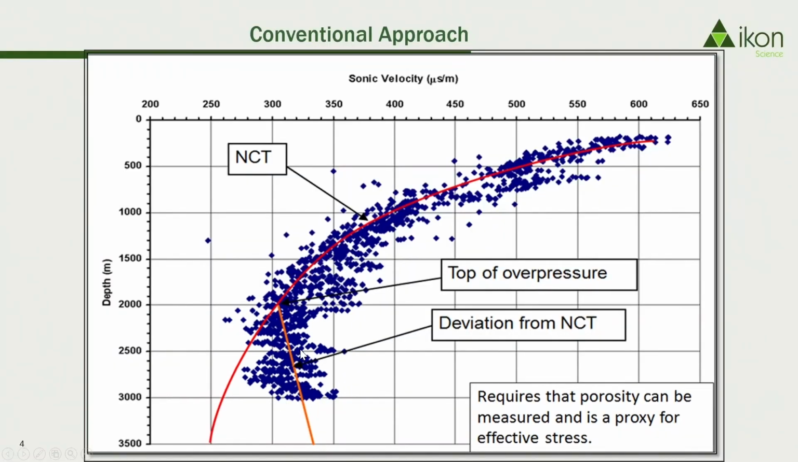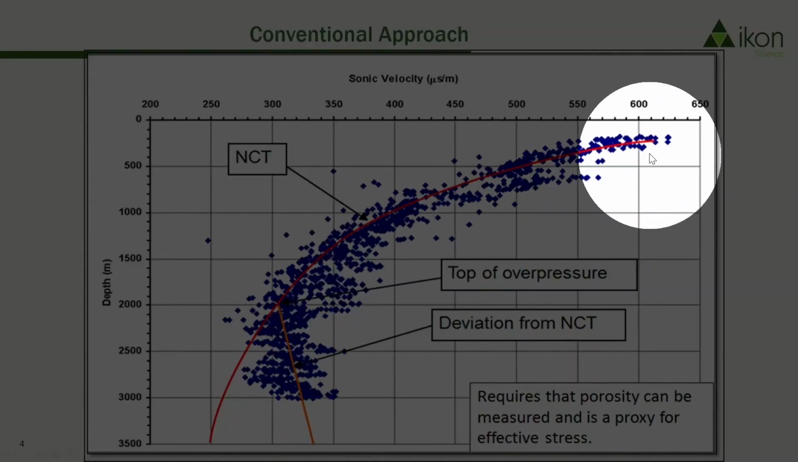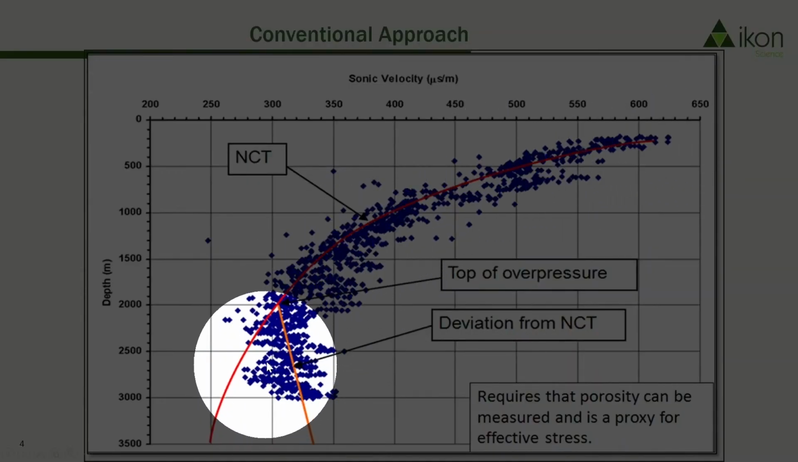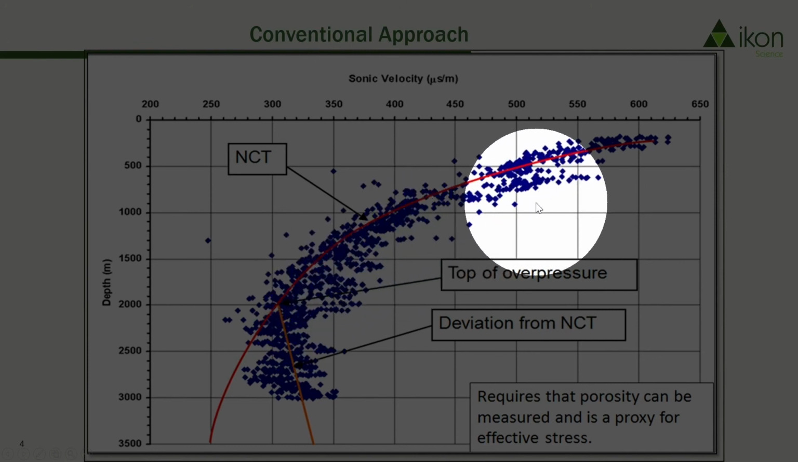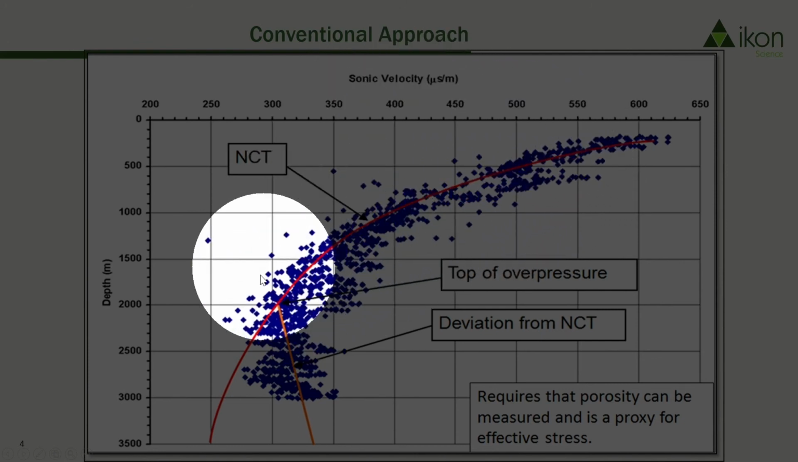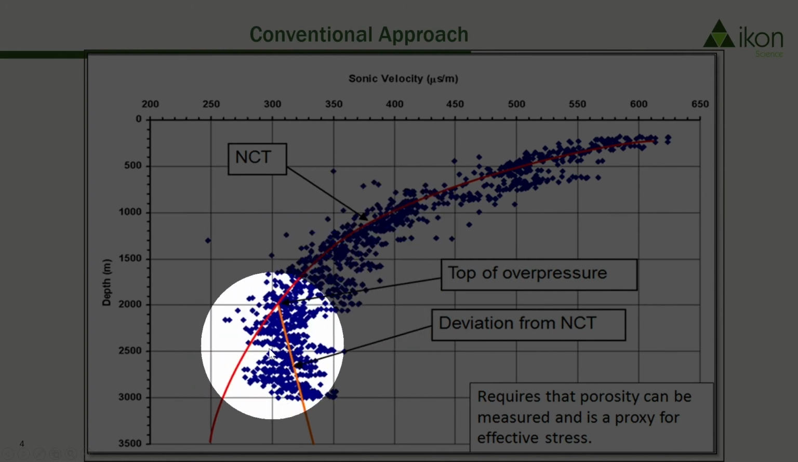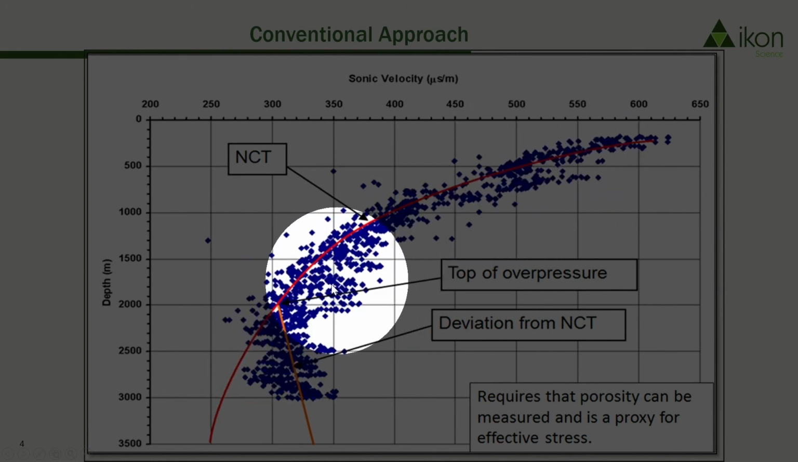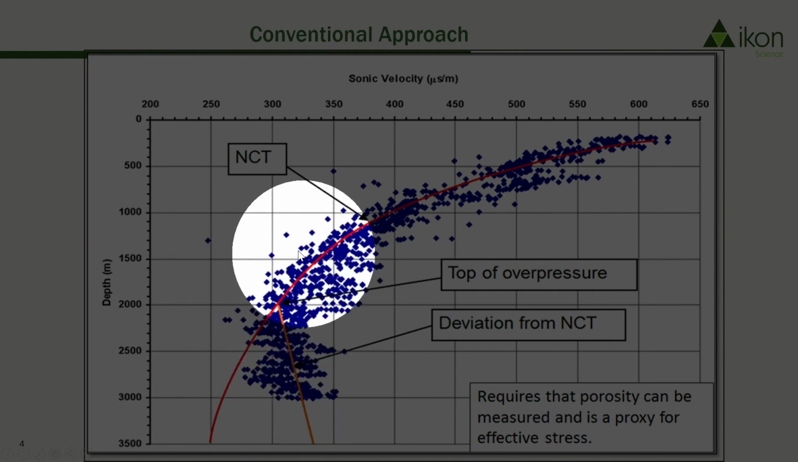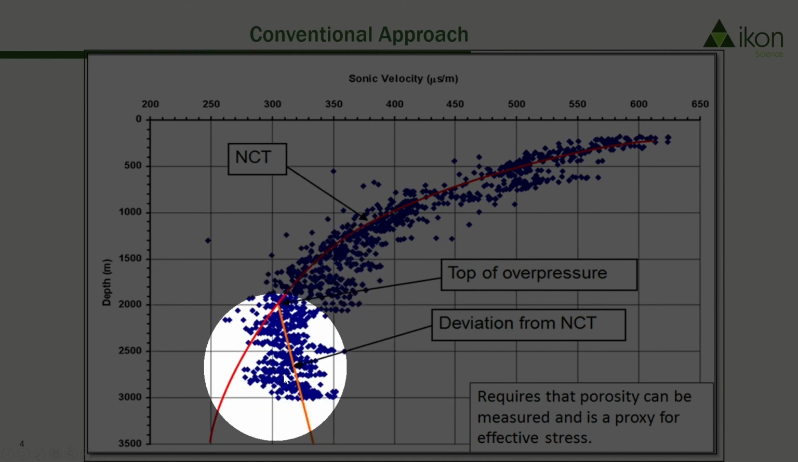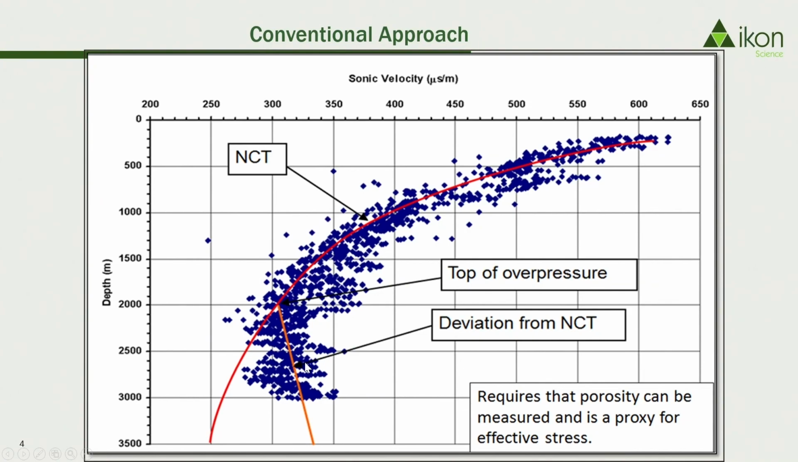Now, it doesn't have to be overpressure. It could be that the composition of our shales has just changed. So instead of having this initial loading curve here, we just have a different loading curve. But in order for this conventional approach to work, we assume that this deviation from our normal compaction trend is due to porosity preservation, and porosity preservation is an indicator of overpressure.